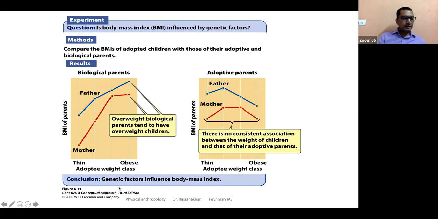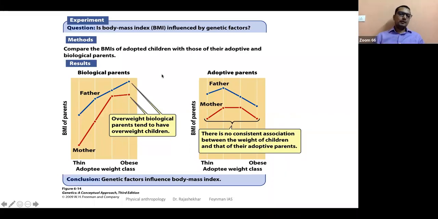But we don't say that only genetic factors influence body mass index. We have to be careful. Definitely, there is a bigger role of genetics here, as we already talked about in case of obesity. This is the same component we're talking about here, but the study is different. We're talking about biological versus adoptive parents as part of adoption studies or fostering studies. If the adoptive parents had a similar graph on the left side, then we would have concluded that both environment and genes play an equal role. So both are important.